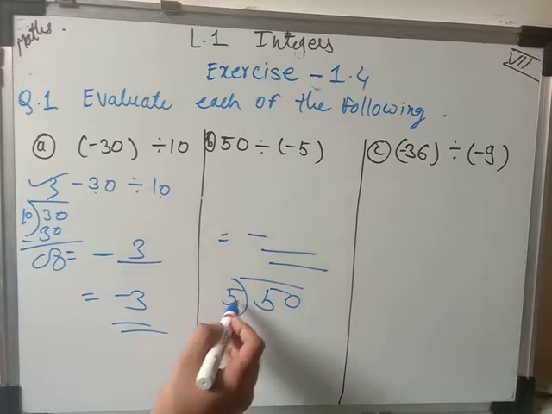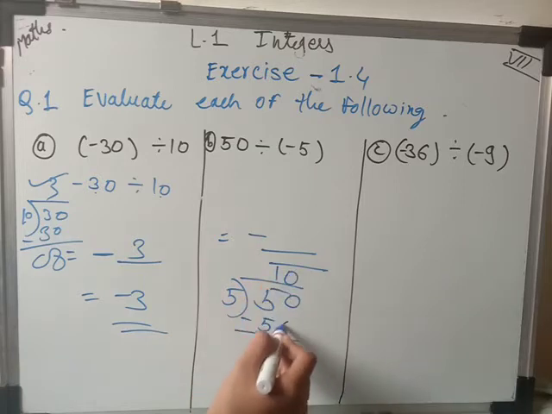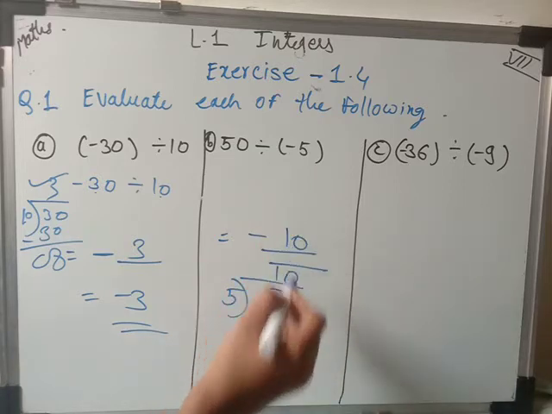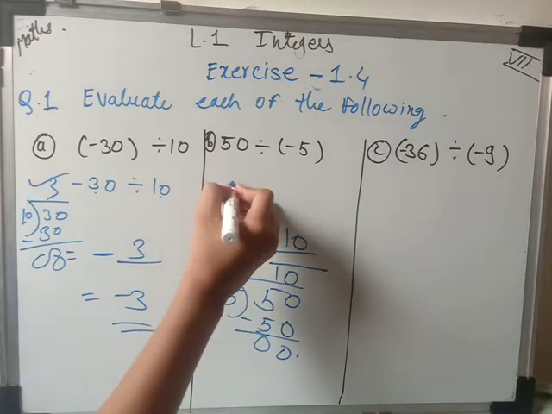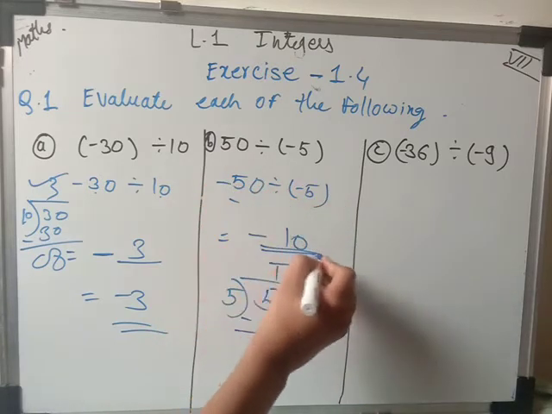Okay, so 5 ones are 5, 0, and 5 tens are 50. So here we got the answer 10. So here our answer is 50 divided by minus 5 is equal to minus 10.